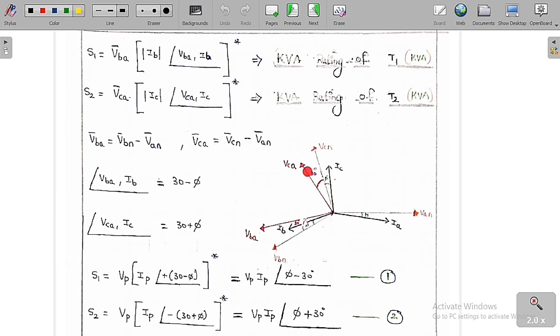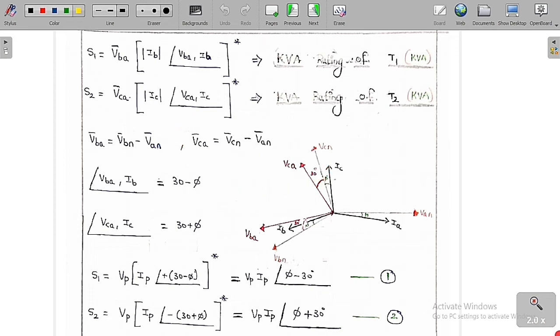Similarly, I want VCA. VCA is nothing but VCN minus VAN. So this is VCN and this is minus VAN. Again, the phase angle between VCN and minus VAN is 60 degrees. Therefore, this VCA is going to have a phase difference of 30 degrees because both have the same equal magnitudes. So this is VCA, and it is going to have an angle of 30 degrees with respect to VCN.